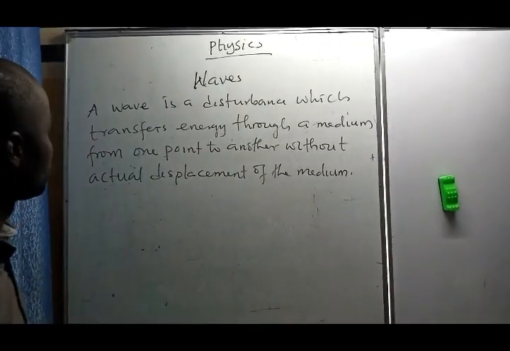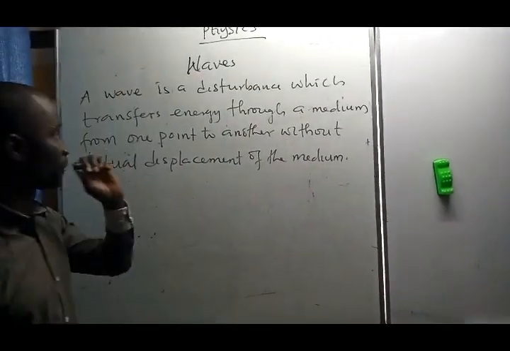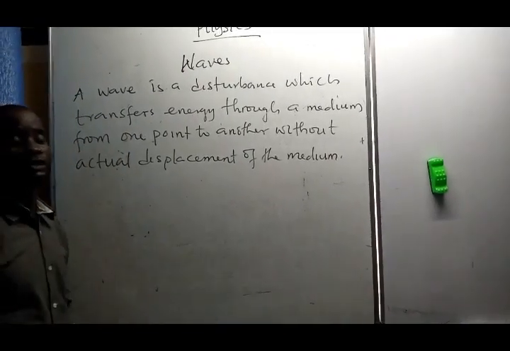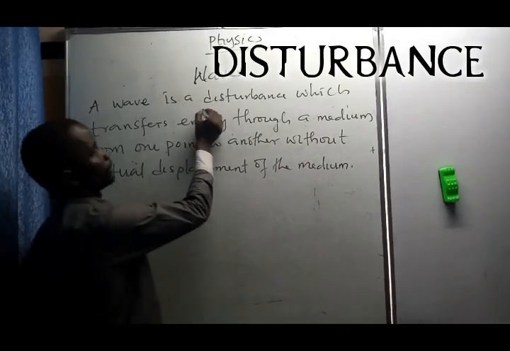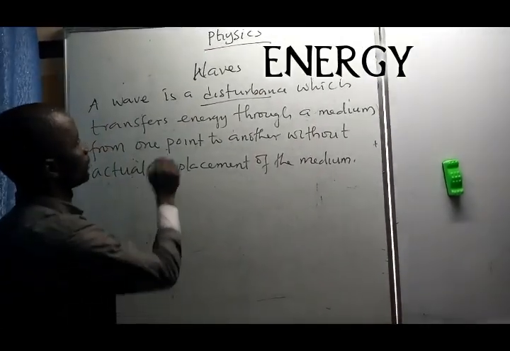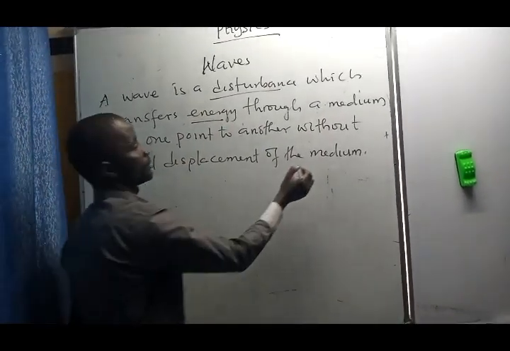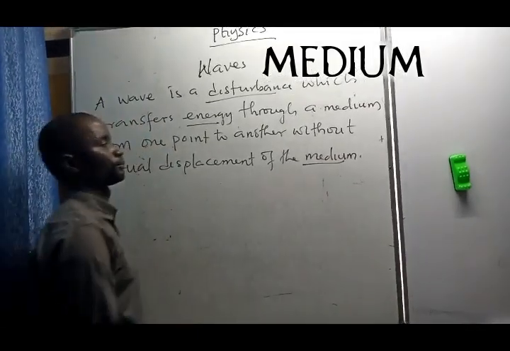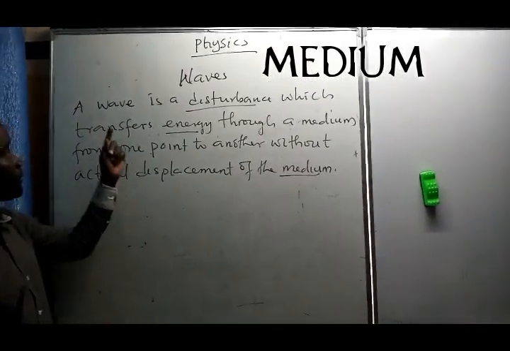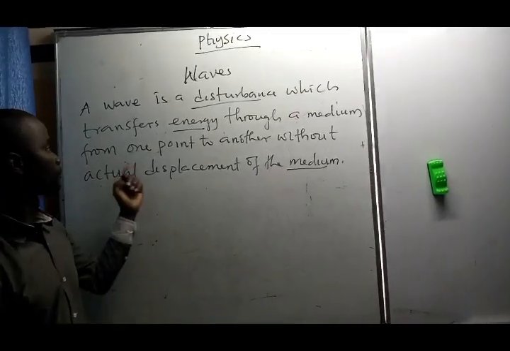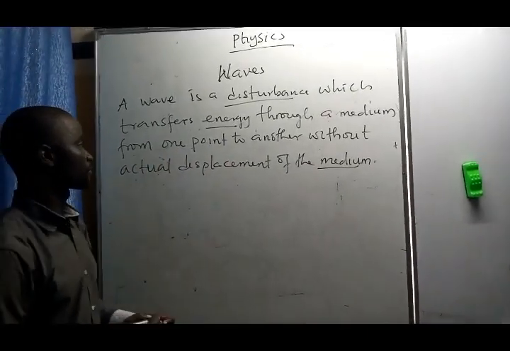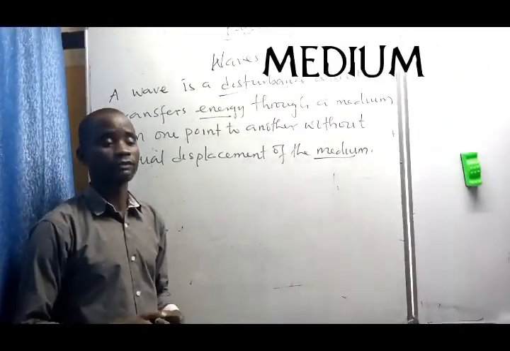Now this is just the basic definition of the wave. No matter how you want to define yours, there are three keywords there: disturbance, energy, and medium. That is, a wave is a disturbance which transfers energy through a medium from one point to another without actual displacement of the medium itself.